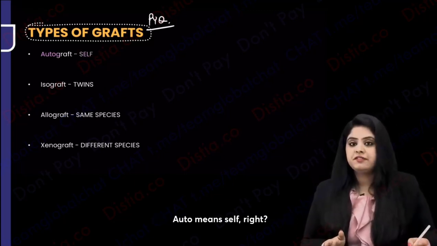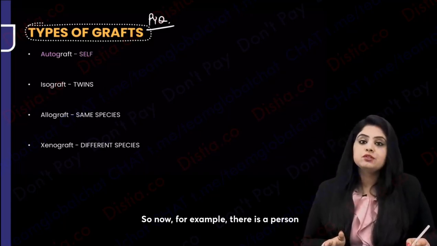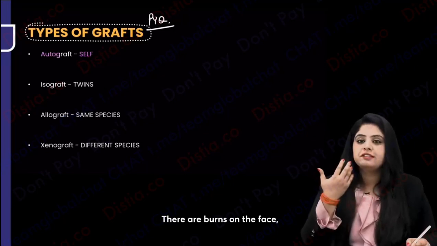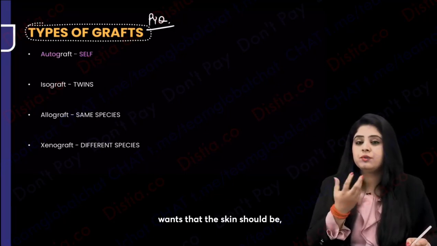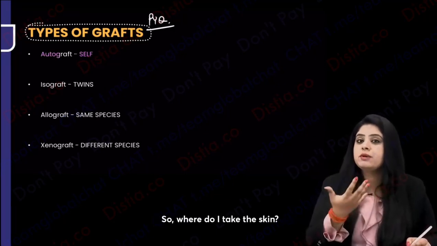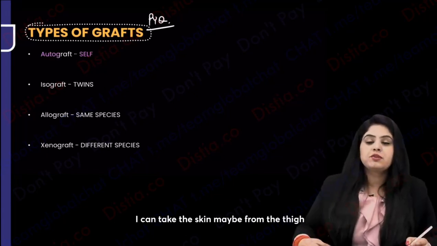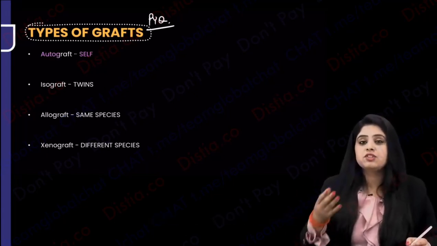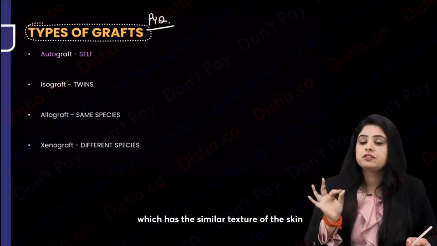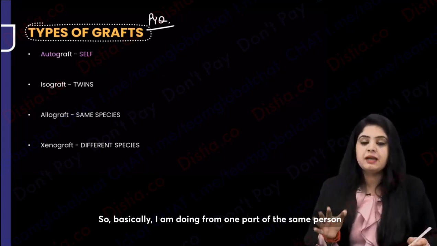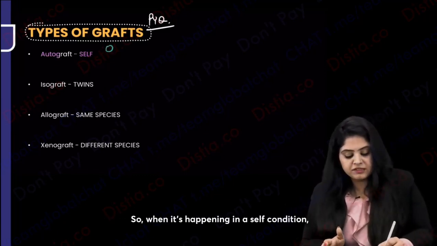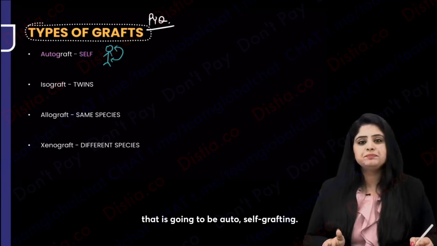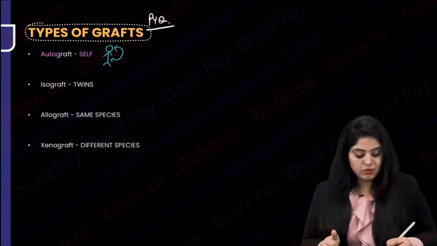Auto means self, right? So now, for example, there's a person who suffered from burns. There is burns on the face, and the person, because of cosmetic reasons, wants that there should be a grafting of the skin done. So where do I take the skin? I can take the skin maybe from the thigh or from any other part of the body which has a similar kind of texture to the skin that is present on the face. So basically, I'm doing it from one part of the same person to the same person. So when it's happening in a self condition, from the same person to the same person, that is going to be auto, self-grafting. What is iso?